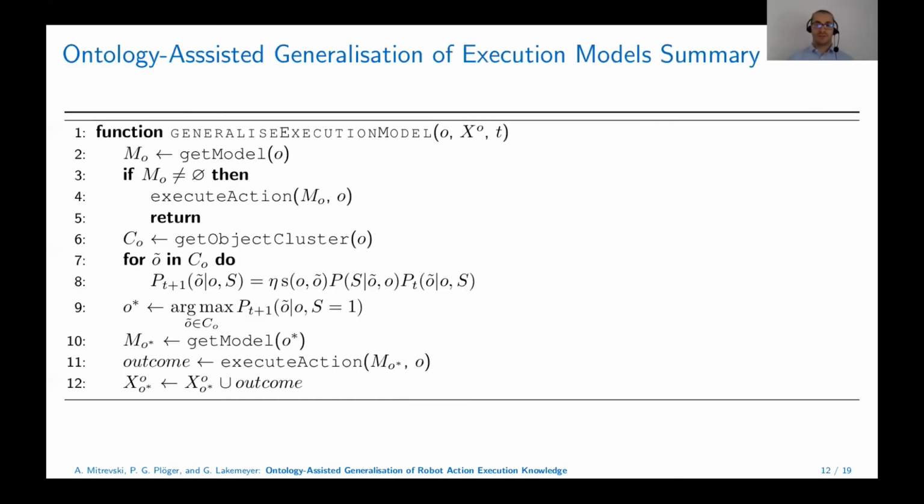The algorithm shown on this slide simply summarizes the process of selecting a model for executing an action for an object of class O. In particular, if a model for class O is already known, O's model is directly selected and there is no need for generalization. If this is not the case, the suitability values are calculated based on the object ontology and the collected generalization experiences, and the model belonging to the class with the highest suitability is selected for generalization.